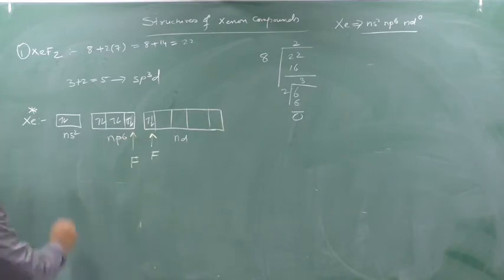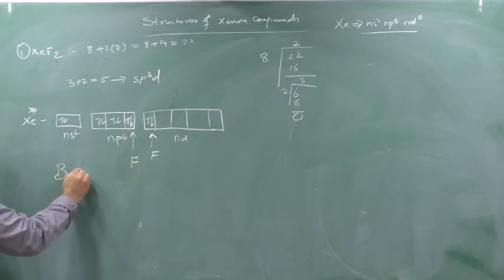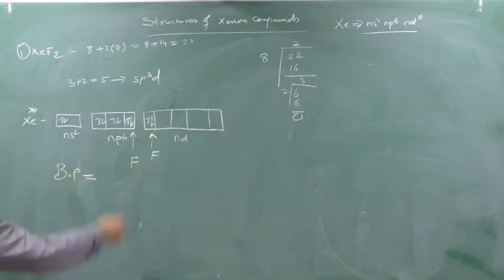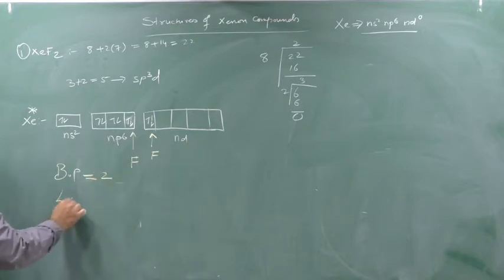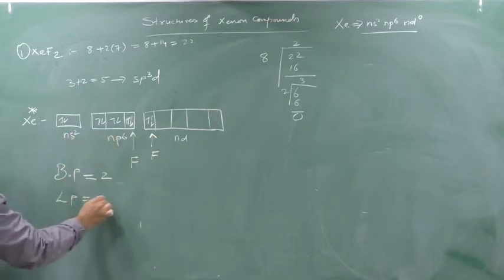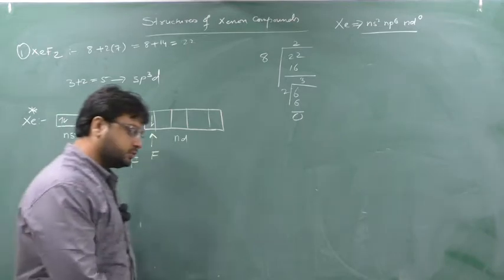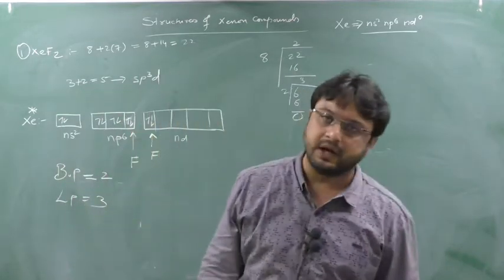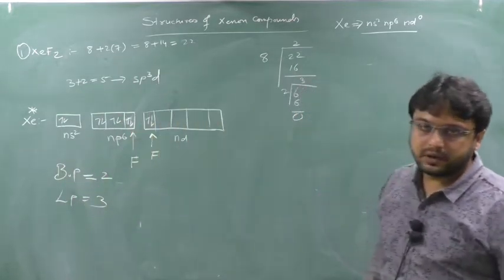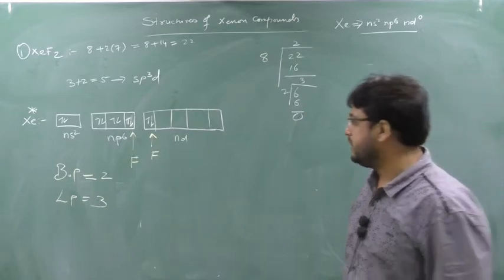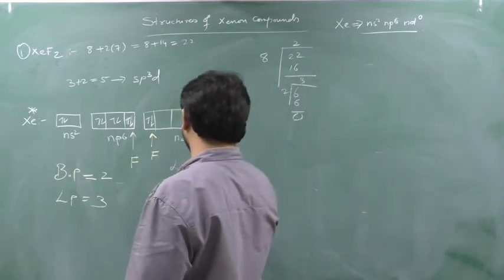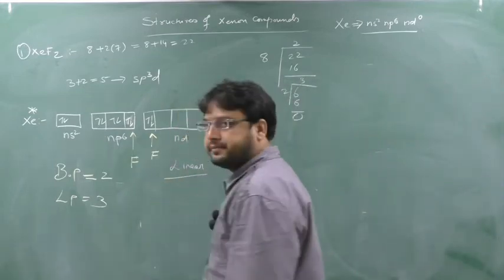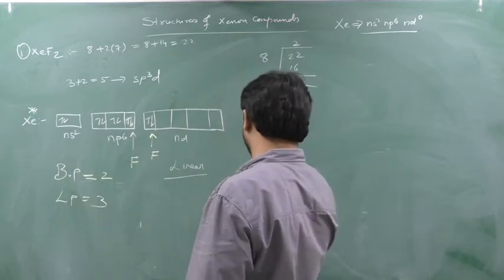Yes or no? So how many bond pairs do we have? Bond pair is 2. How many lone pairs? 1, 2, 3. So when bond pair is 2 and lone pair is 3, it cannot be tetrahedral or trigonal pyramidal. It should be linear. So what is the shape here? Linear. Please remember this.